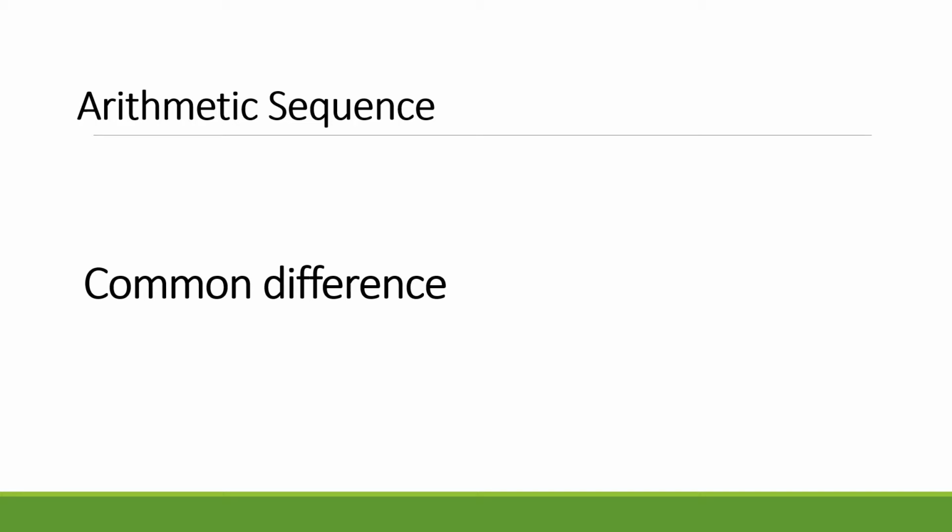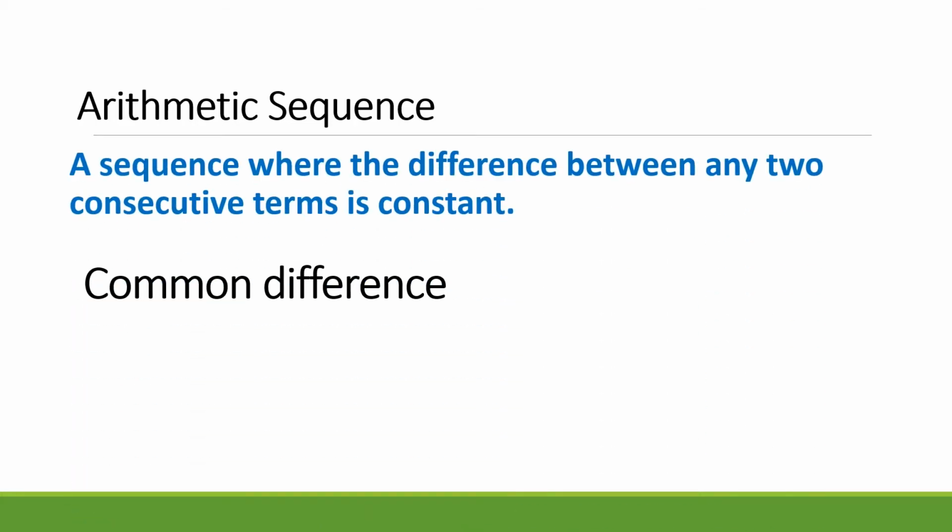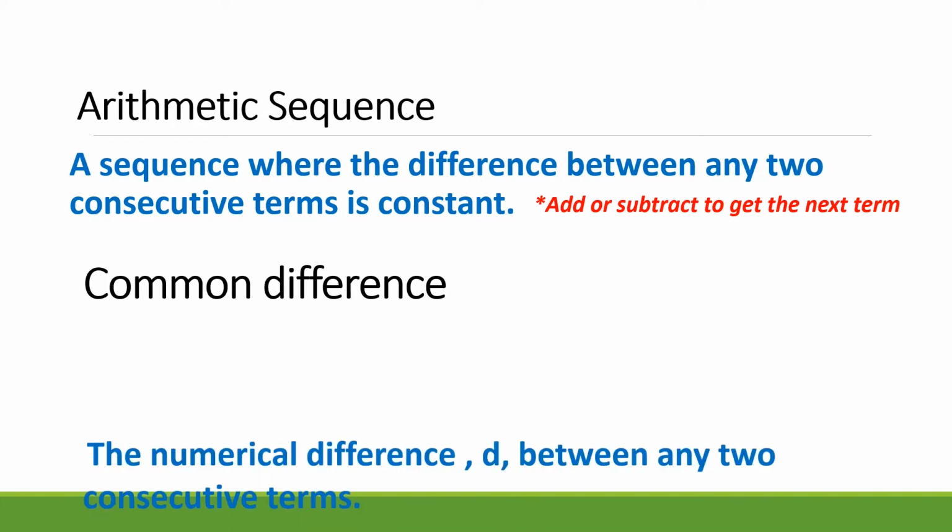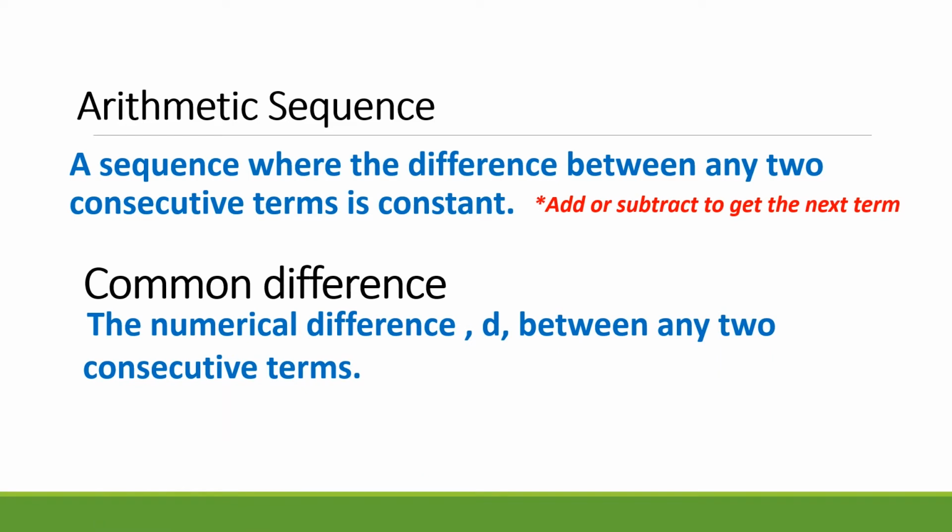What exactly is an arithmetic sequence? Well, it is a sequence where the difference between any two consecutive terms is constant. So basically you're adding or subtracting the same number to get the next term. Well, what is a common difference? A common difference is the numerical difference between any two consecutive terms, and this difference is denoted by the letter d in the arithmetic sequence formula.